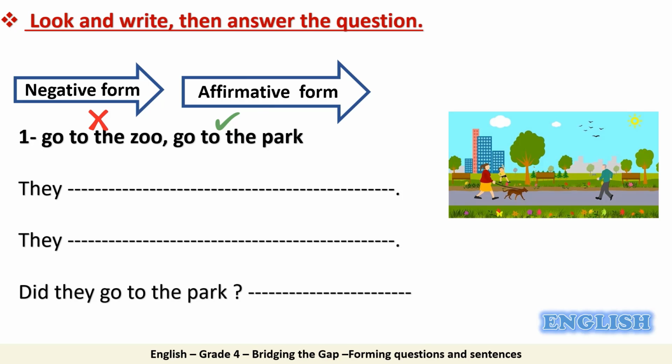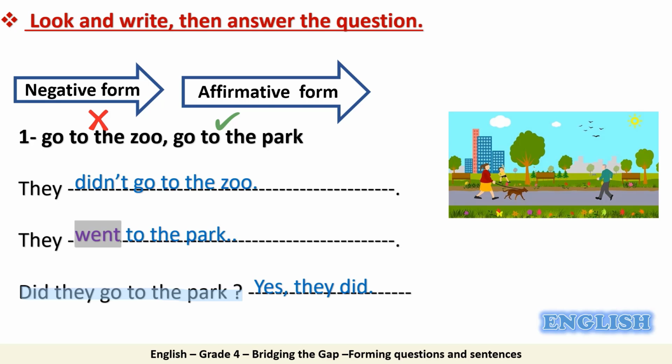Let's start with the first form. Go to the zoo. Now look at the picture. We have to change go into the past negative form. So it will be they didn't go to the zoo. They went to the park. Now let's answer the question. Did they go to the park? The answer is yes, they did.